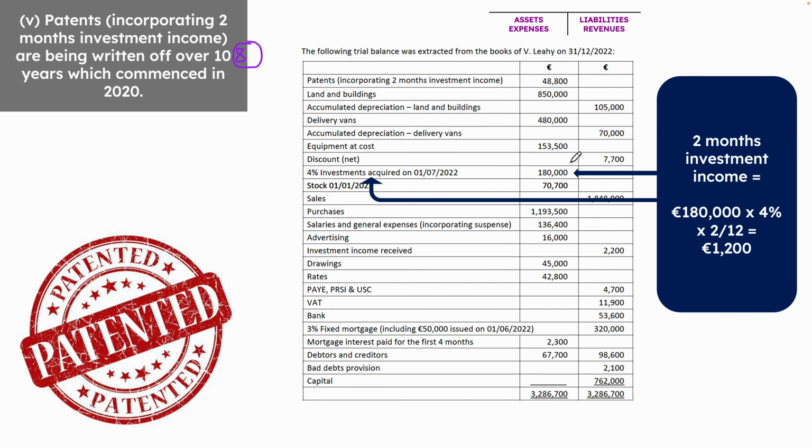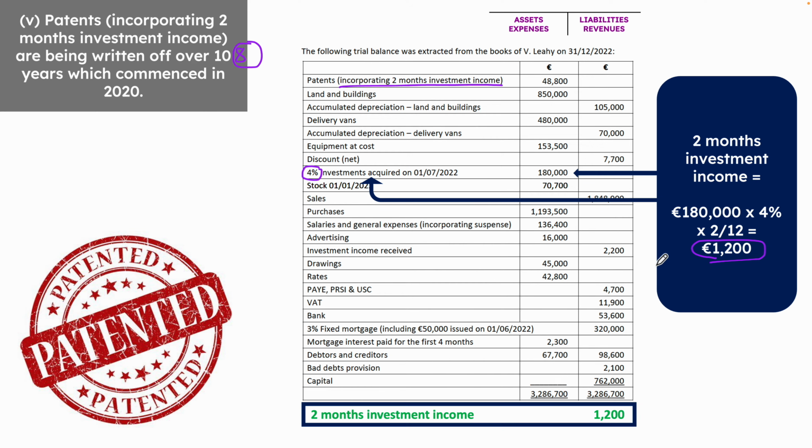But just looking at the trial balance to show you the situation with the investment income. So the patents, where are they? Yeah, up in the top here, incorporating 2 months investment income. So we said that definitely shouldn't have gone in there anyway. But if we want to work out how much the investment income should be, it is 180,000 investments multiplied by 4%, multiplied by 2 over 12. Okay, and that is €1,200.